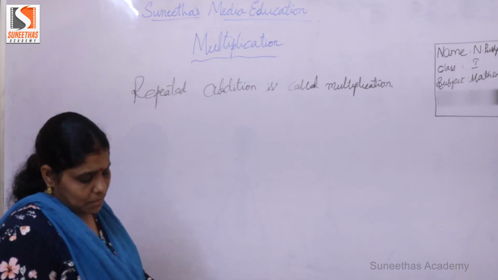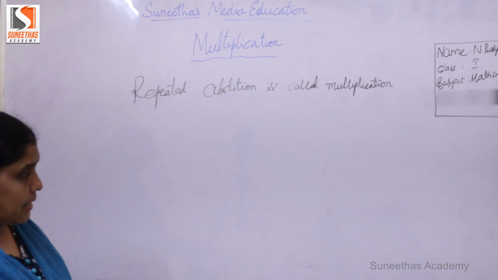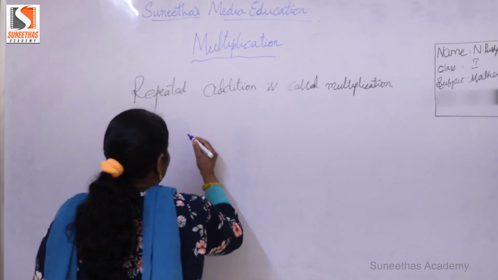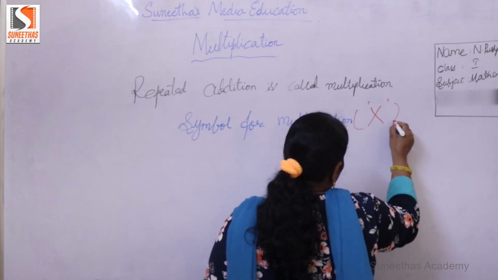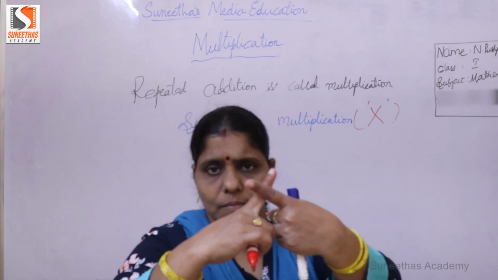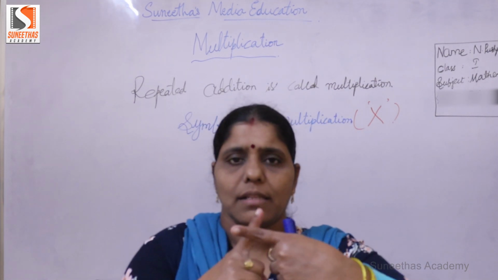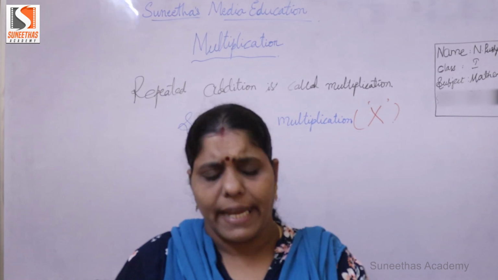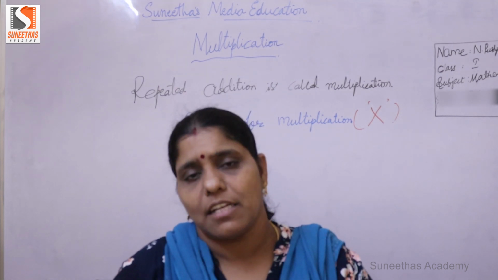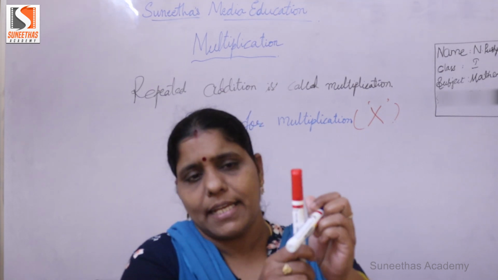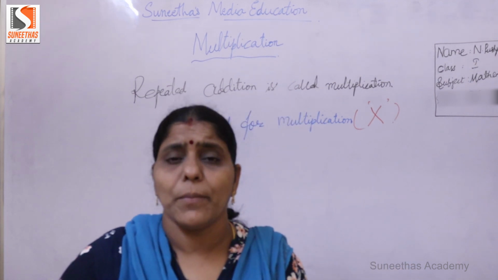The symbol for multiplication is X. We have learned that in addition the symbol is plus. Like this, if we cross it, it is called X, like the X in the alphabet. That is the symbol.